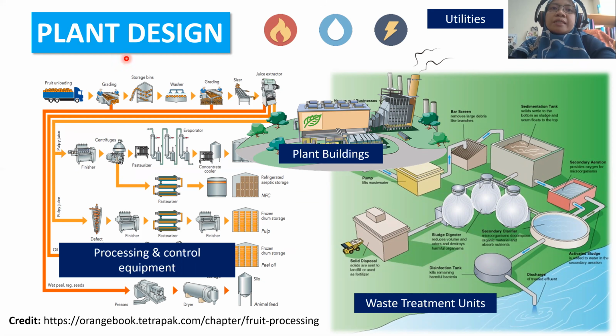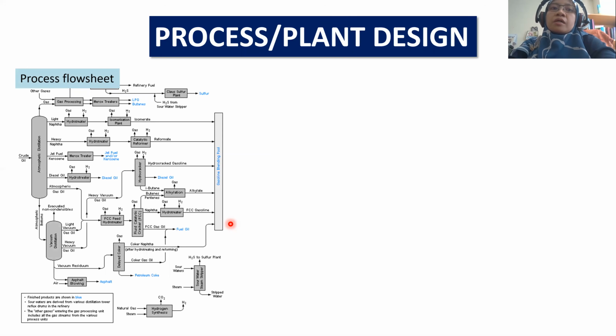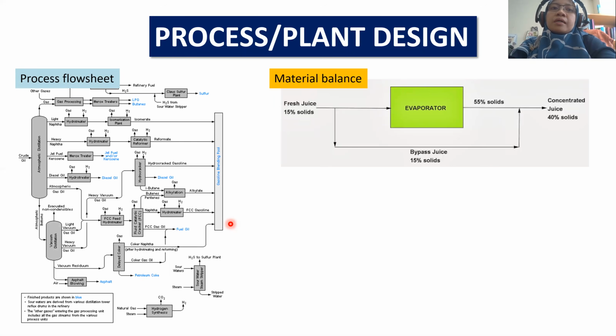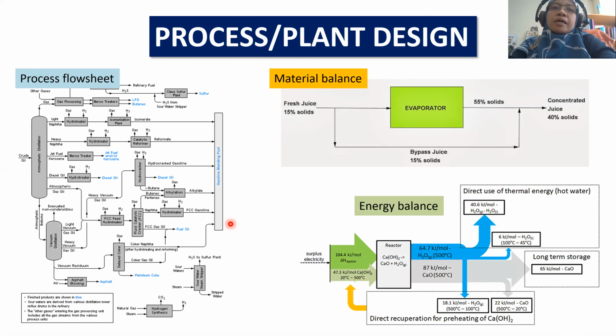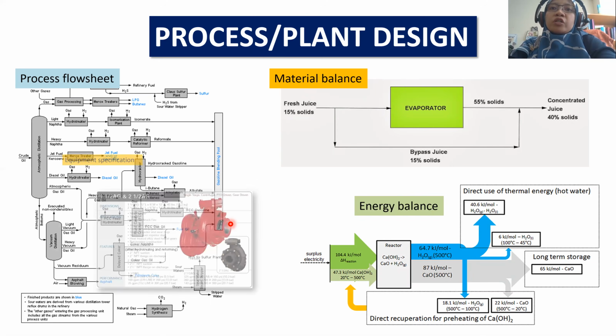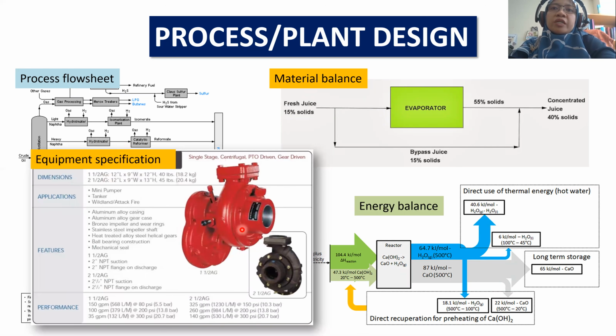Process and plant designs are often used interchangeably in the textbooks. The process and plant design are commonly summarized by a process flow sheet, material balance, energy balance, and a set of individual equipment specification.